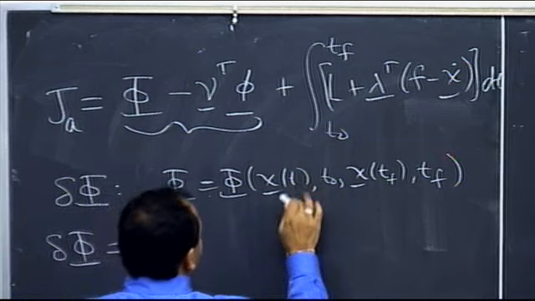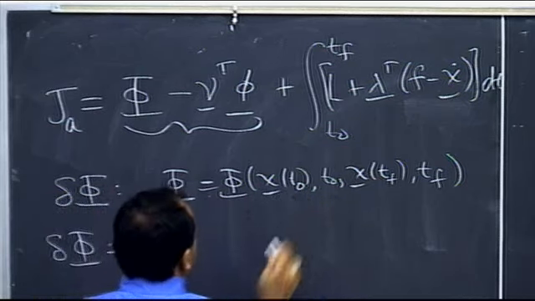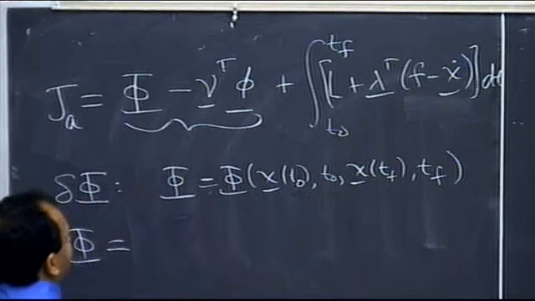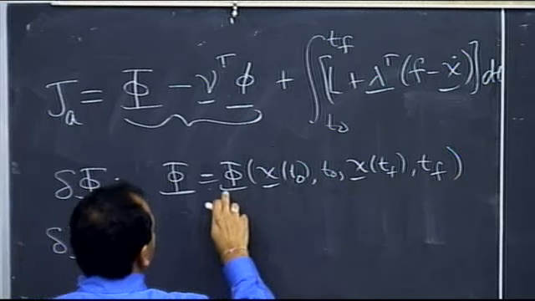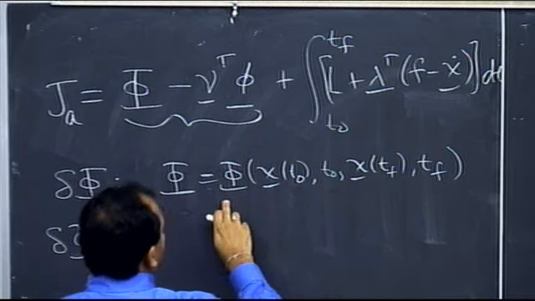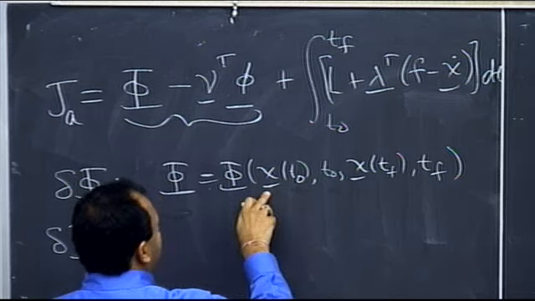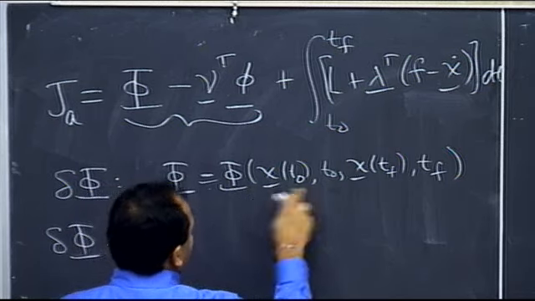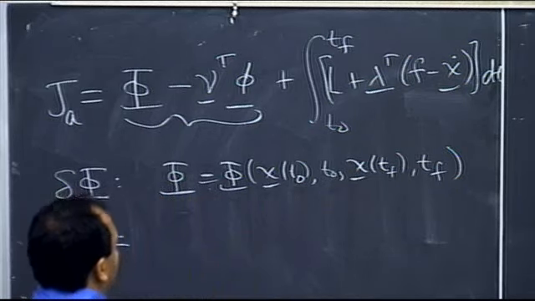I had said, and I don't know why I forgot this, but I just forgot it, that t0 appears in two places. So when you take the variation in phi, what you really have is the variation in phi due to a change in x at t0. You also have a variation in phi due to a change in t0, which causes a change in x at t0, and then a variation in phi due to the explicit dependence on t0, and the same thing applies to tf.